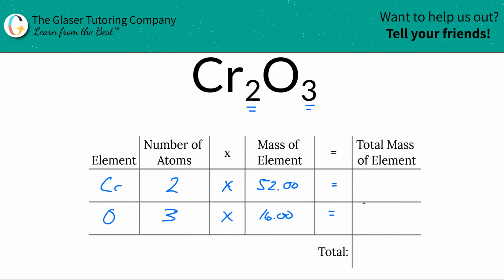Then, to find the total mass of each element of the compound, you just got to simply multiply the row. Look at how easy that is, right? So 52 times 2 is 104. By gosh, by golly, I hope I'm right with that. And 16 times 3 is 48. I hope I'm right with that too.